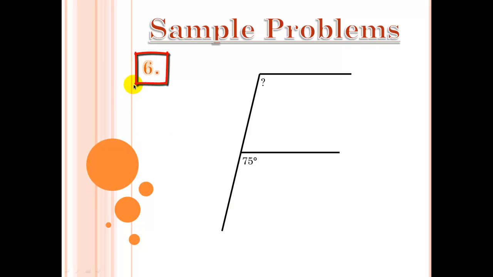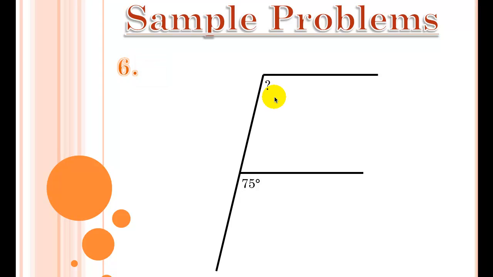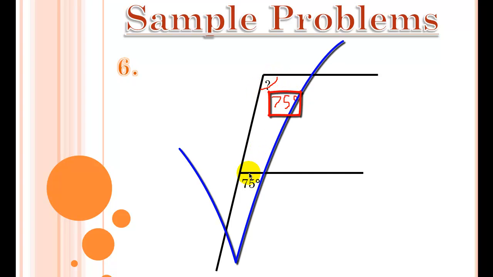Sample problem number 6. On this question, we have a missing angle, and we will use the corresponding angle theory to solve this. It states that the two interior angles of an F pattern basically are equal. So it's simple. This angle equals 75 degrees. So this angle will also equal 75 degrees, because as you can see here, these are the two interior angles of the F pattern.